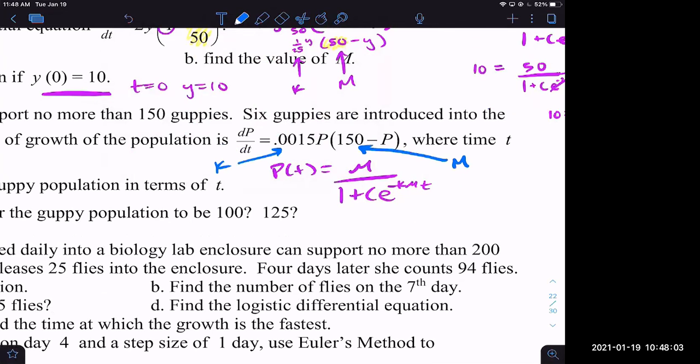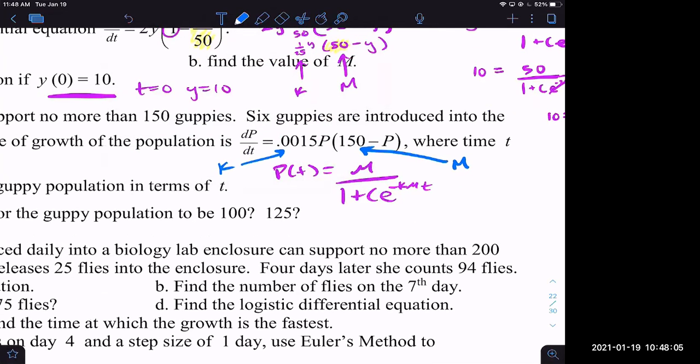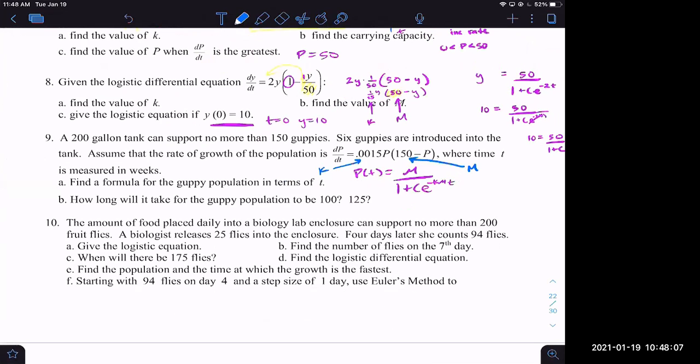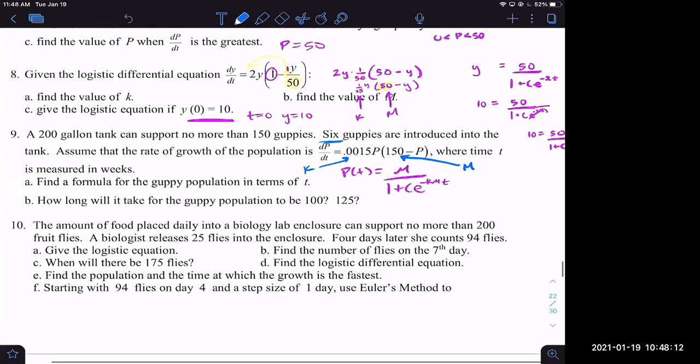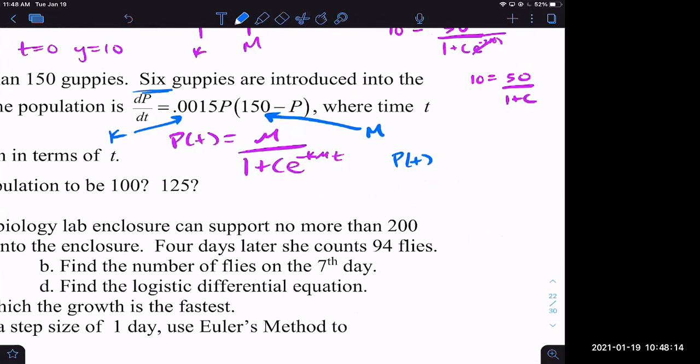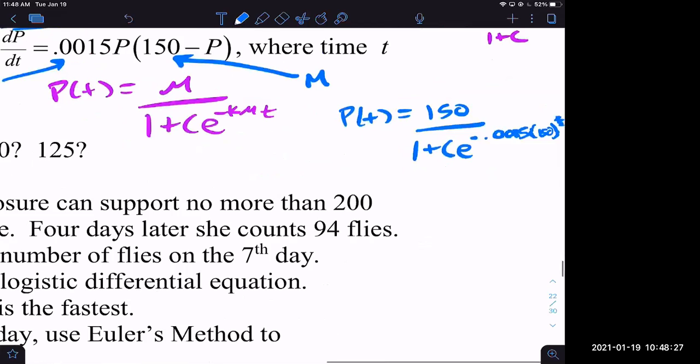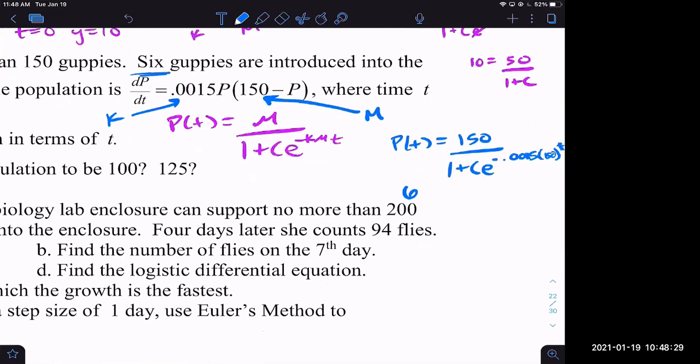And then you're going to plug in the initial condition to find the value of C. Your initial condition on this one was, well, there were 6 guppies introduced initially. So your population equation at time t would be the 150 divided by 1 plus a constant e to the negative that decimal times 150, sorry, times t, running out of space. And then you're going to plug in 6 for the population when t is 0. And then you'll be able to solve for C.